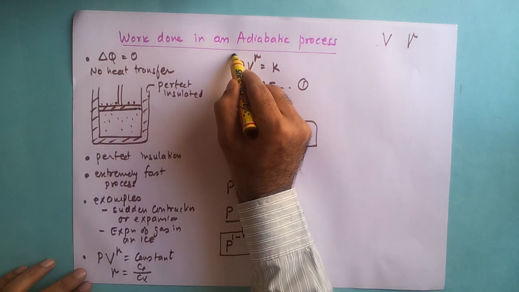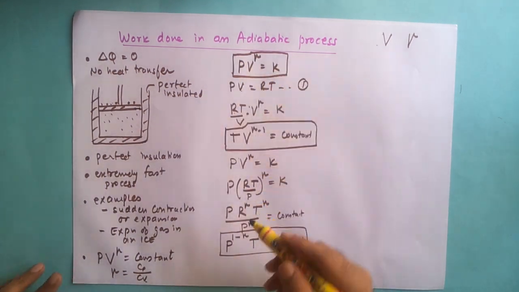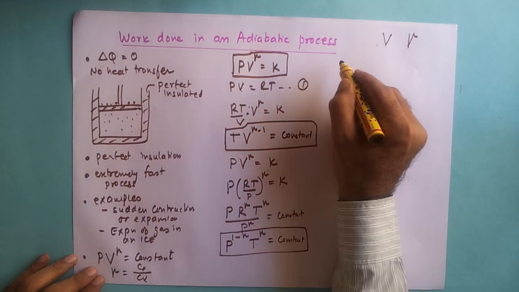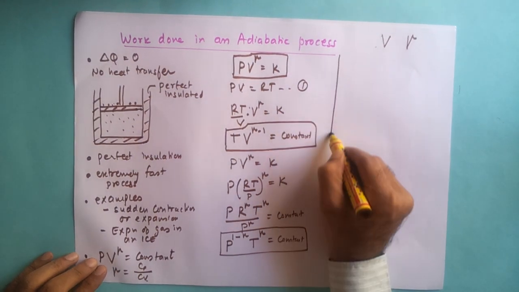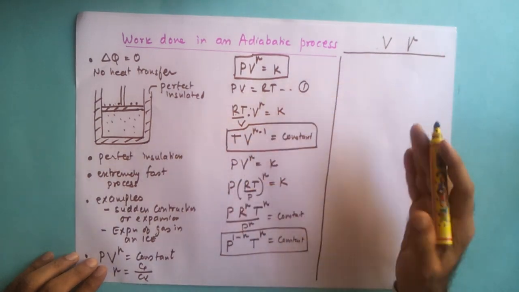So if we look at it, we have 3 equations and all of them represent the adiabatic process. Okay, so we got these 3 equations and now we will quickly get into work done for an adiabatic process. Let me see if I am able to do it in this particular part.